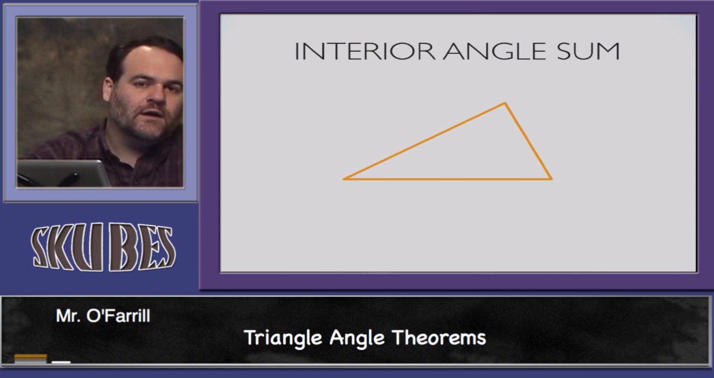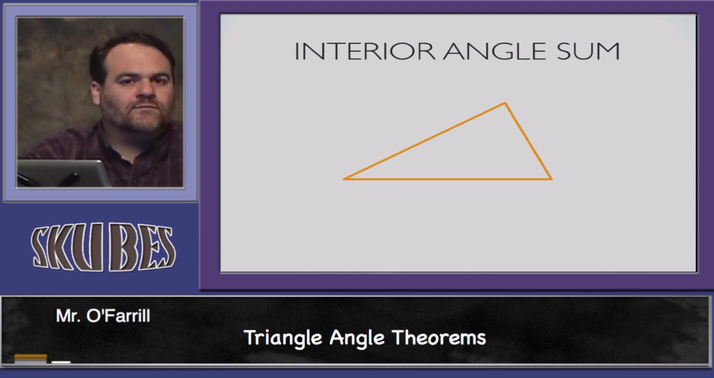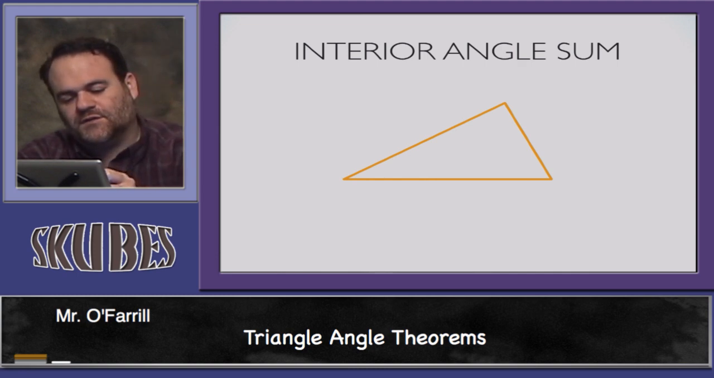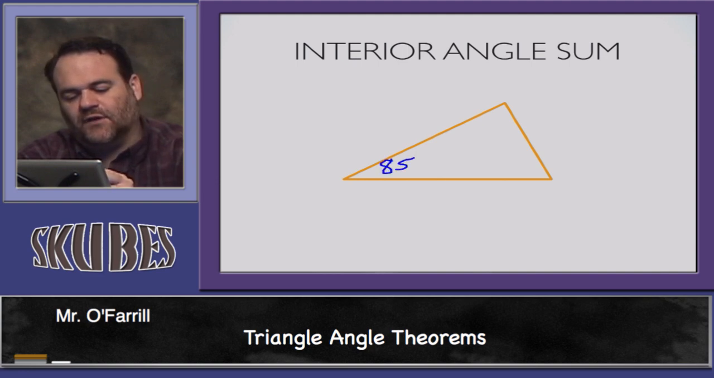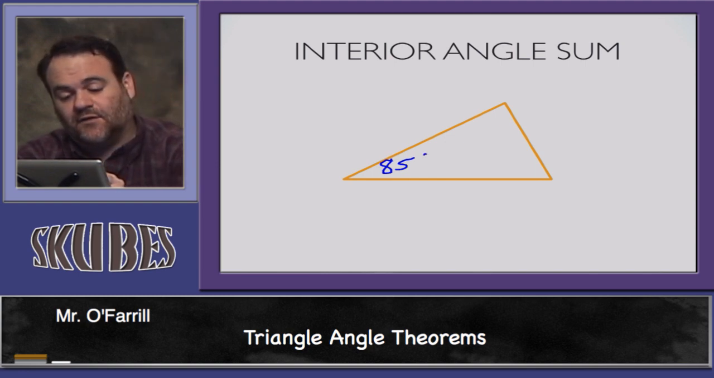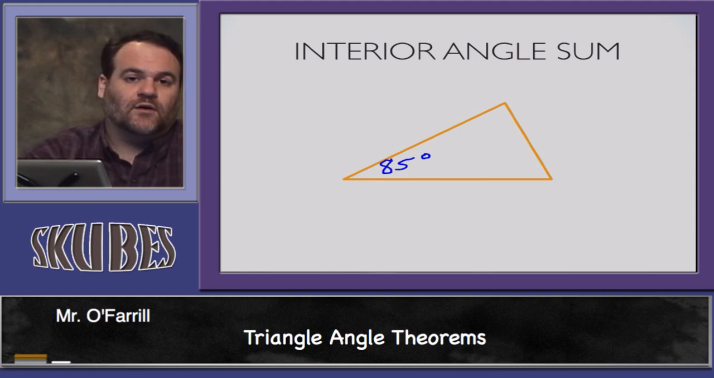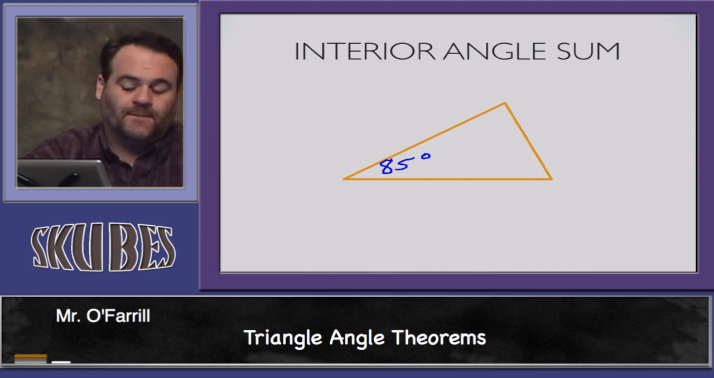So let's do one more involving interior angle sum. This time, let's involve a variable, but not on all of them, just on one. Let's make this first angle, let's say this one will be an 85-degree angle. I know it doesn't look like an 85-degree angle, but like I said earlier, we always go by what's written, not by what it looks like. That's called not being drawn to scale.